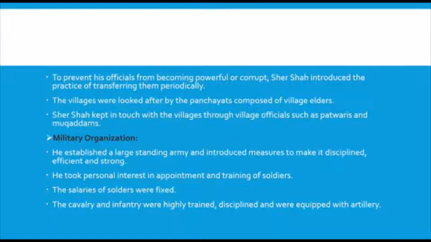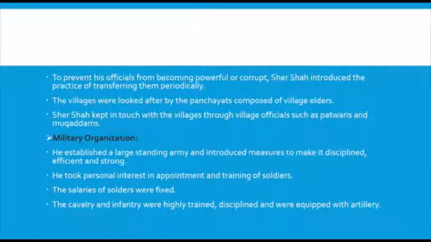The army was divided into many units and each unit was placed under a commander. Garrisons were set up in different parts of the empire. The cavalry and infantry were highly trained, disciplined, and were equipped with artillery.